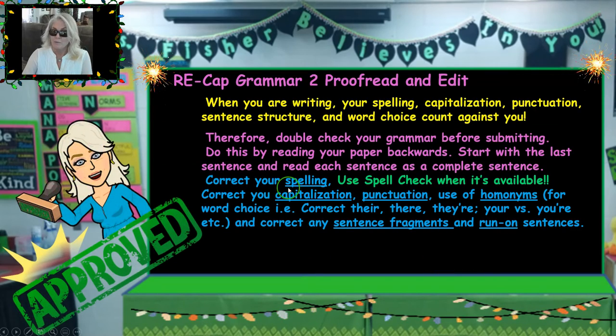When you're writing, your spelling, your grammar, your punctuation all count for and against you, so you need to double check everything and always use spell check. Always use it when it's available.